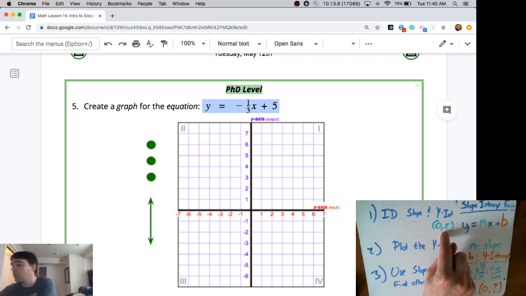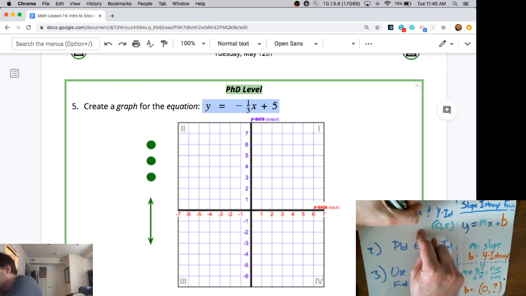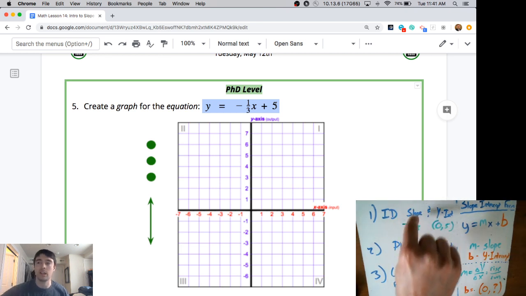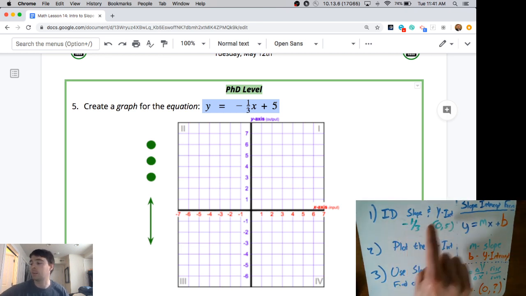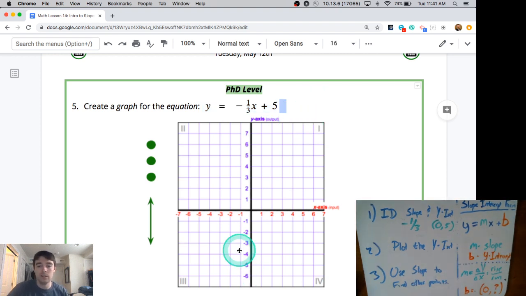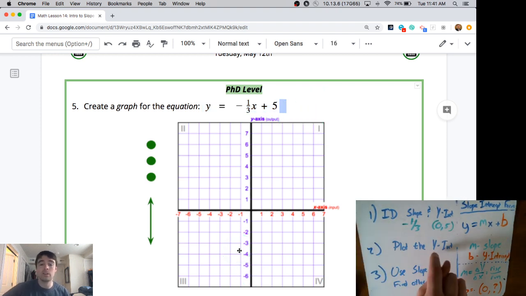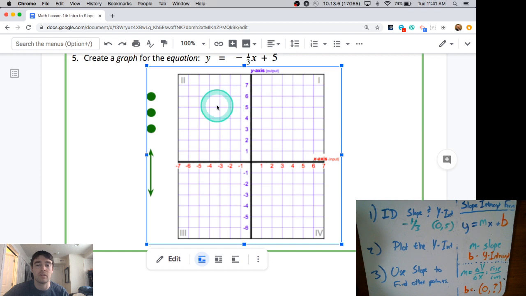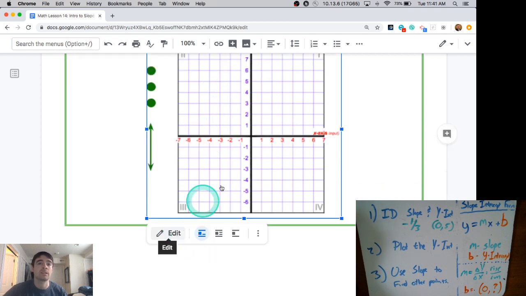I also see a slope of negative 1/3. That negative 1/3 is multiplied with x. So I just noted quickly on my whiteboard here, my slope for this equation is negative 1/3. My y-intercept is 5. So to plot that then, I'm going to use the same procedure, the same steps. I'm going to open this graph up, and the first point I'm going to plot is the y-intercept, that positive 5 value for y when x is 0.